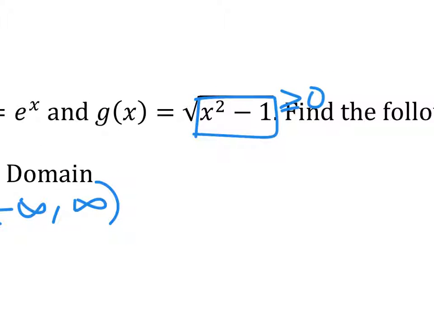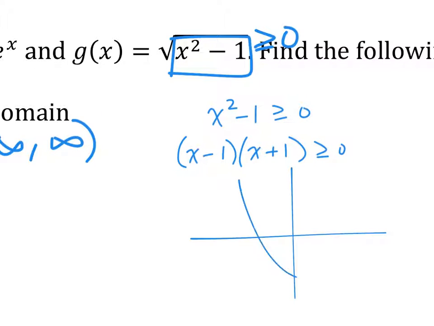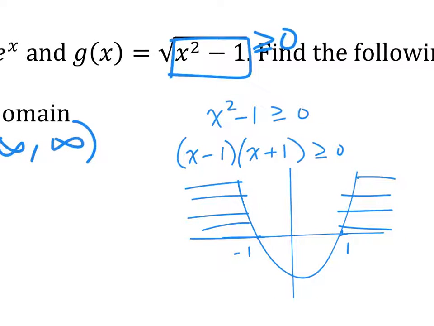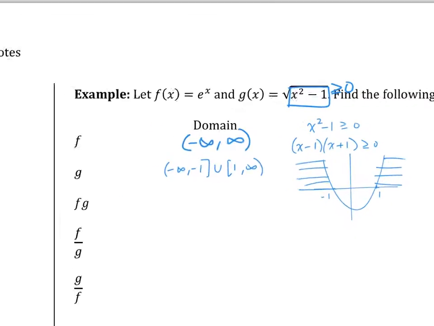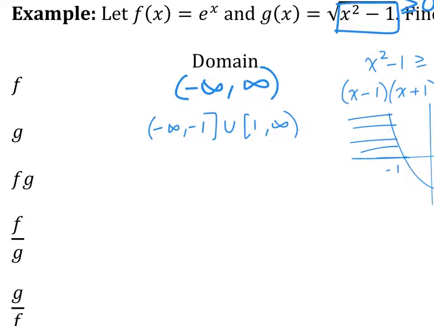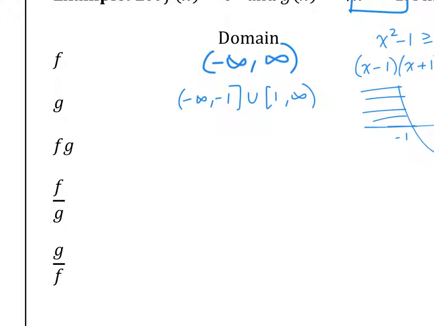A lot of you are still not doing this part right, which is not good. When it's greater than or equal to 0, first of all, this parabola is going to go up. So this is going to be -1, this is 1. Where is it greater than or equal to 0? That's these two sides. So -infinity to -1, 1 to infinity. Which one is the picky function? G is.